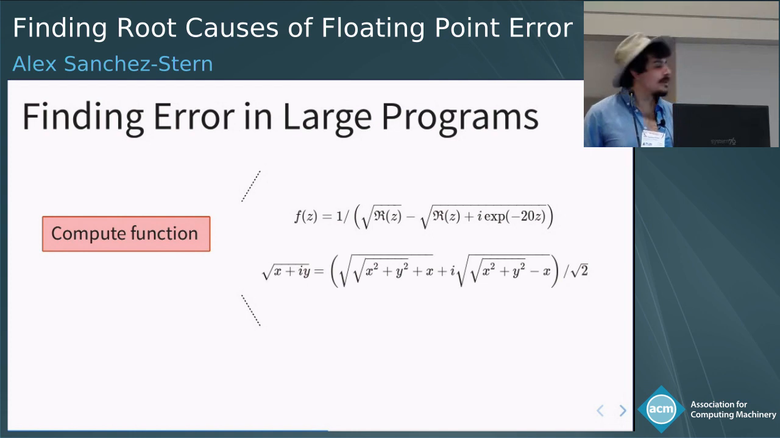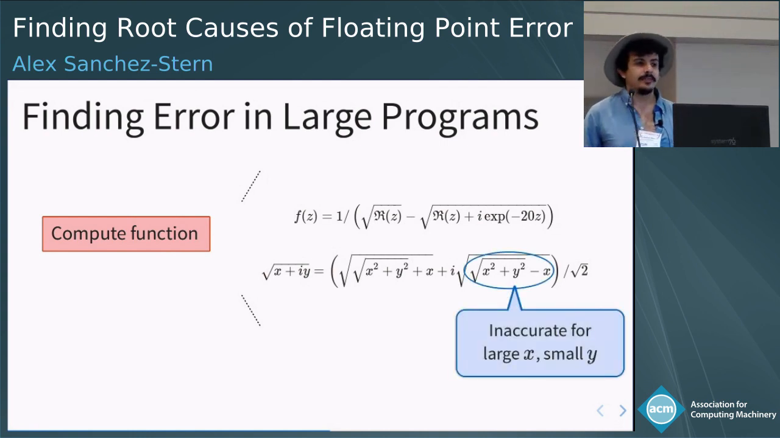And it turns out that implementing this formula as you see it in floating point actually causes some inaccuracy. Because when x is pretty large and y is pretty small, the term on the right here is really inaccurate. And you get a similar behavior when x is really large but negative and y is small on the left.